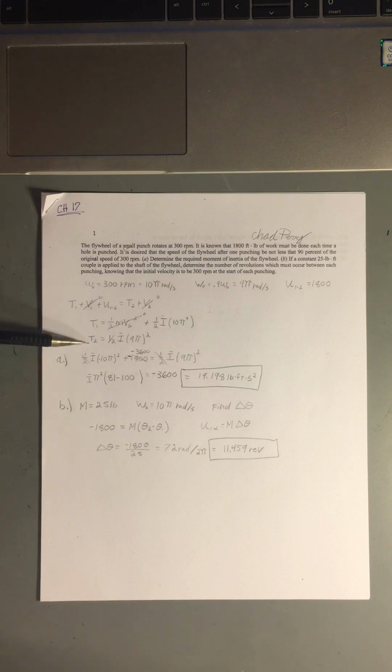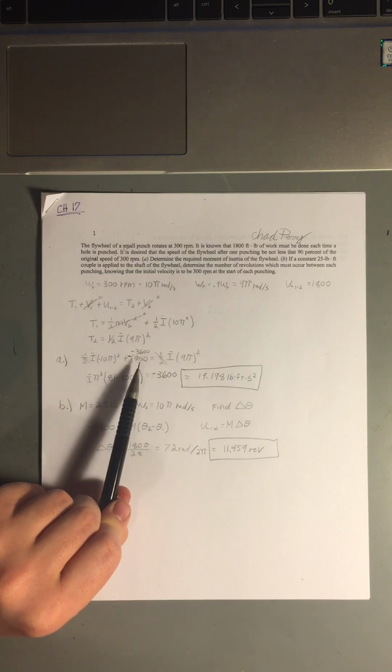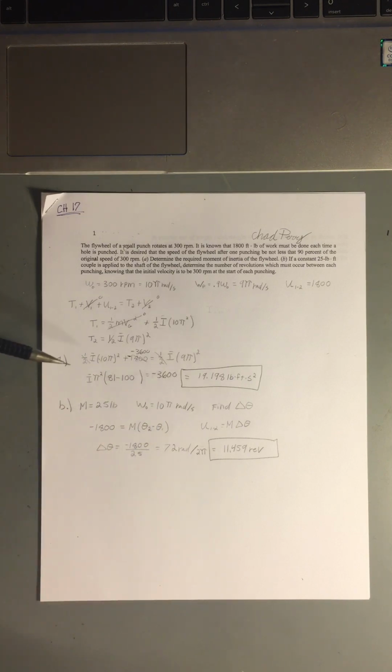And then the same process can give us the kinetic energy after. We just use our omega for punch after. And then all we have to do is plug the terms that we found there into this equation here, which gives us this. So we have our two kinetic energy terms and our work term. And then all we have to do is solve this for our moment of inertia I.